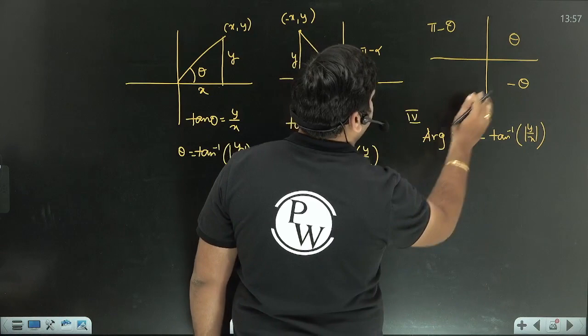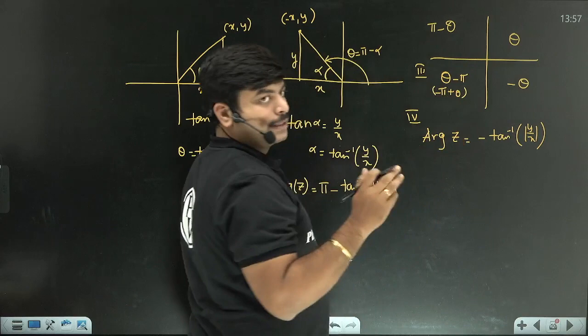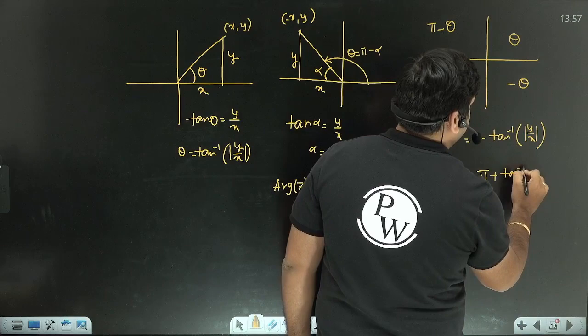So what happens in the third quadrant then? In the third quadrant, exact opposite of that, this becomes theta minus pi. Some books may write it as minus pi plus theta, both are the same. So in the third quadrant, the argument of z is taken as minus pi plus theta. Theta is the tan inverse of mod y by x.